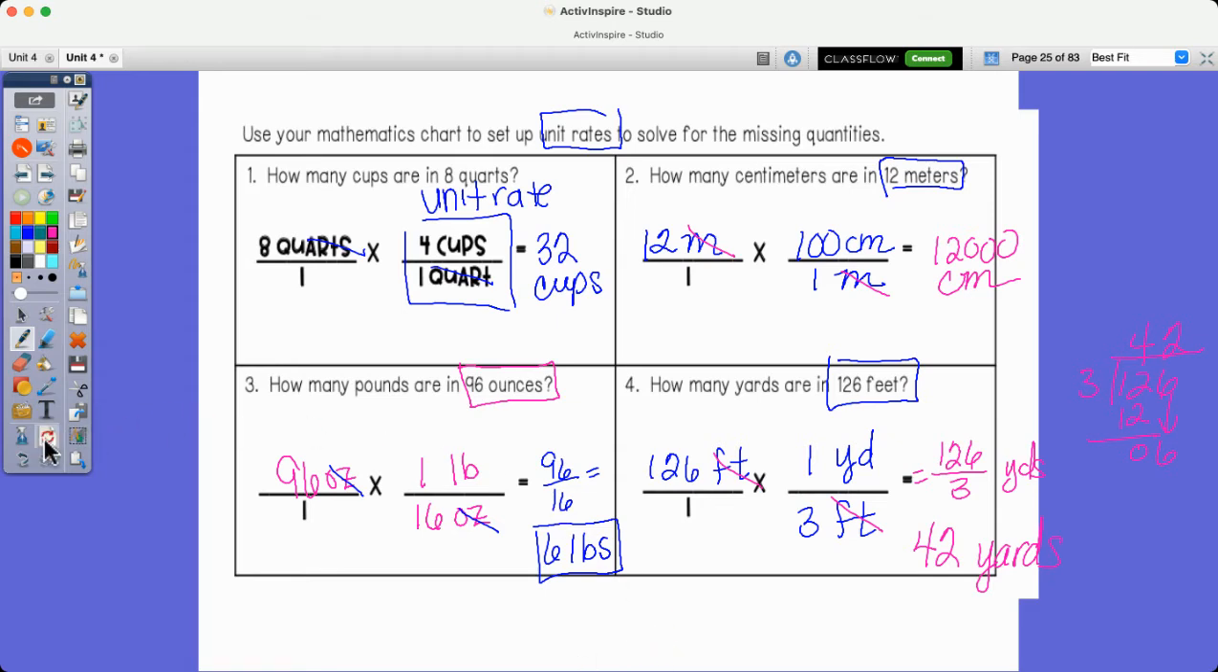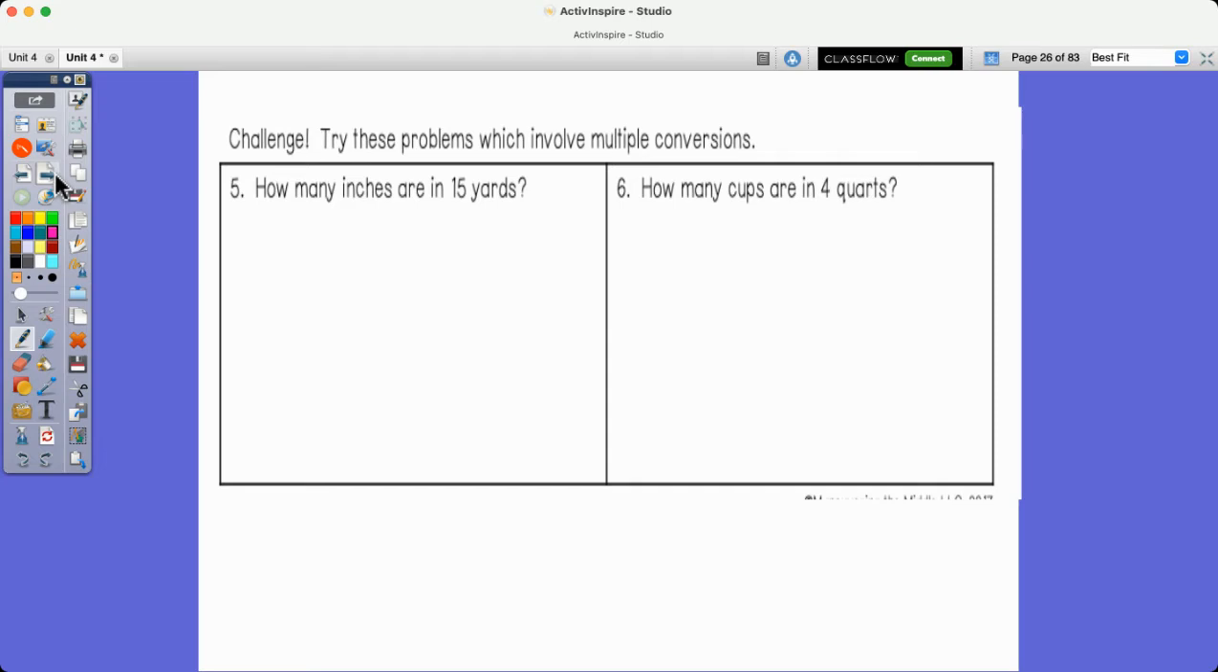We're going to look at multiple conversions next. These are ones that have more than one step. So I want to know how many inches are in 15 yards. That's where I'm going to start. 15 yards over 1 times. I can't jump to inches unless you happen to know them. I'm going to assume we don't know them. So I'm going to look at my star chart, and I know that there are 3 feet in 1 yard. Then I look at my star chart again, and I say there are 12 inches in 3. Sorry, not 3 feet. Crazy teacher. In 1 foot.